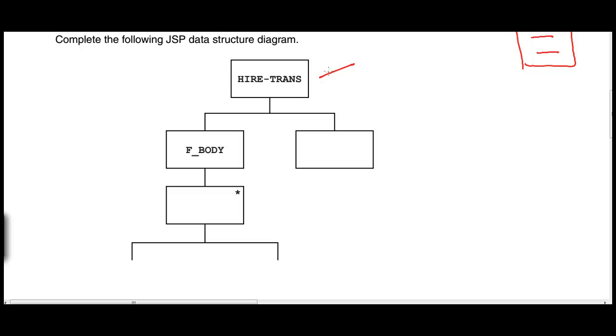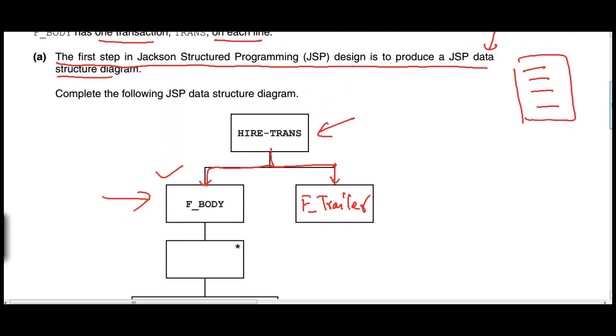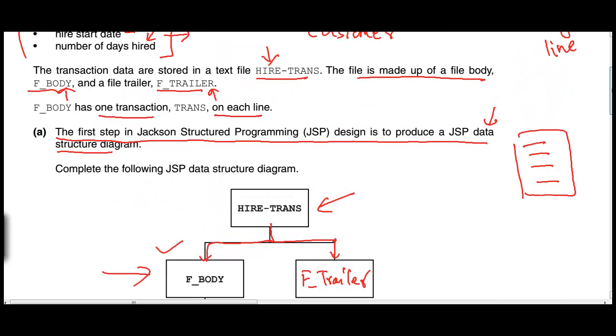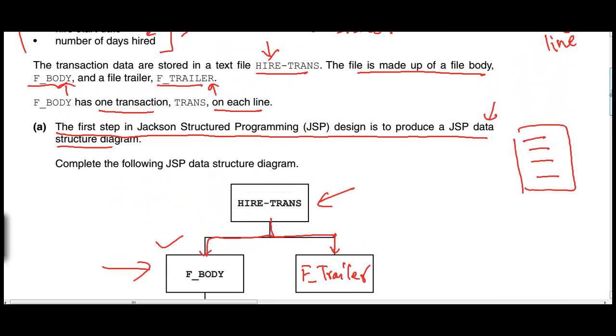So this is our file, hire trans, and now there is a hint right here, and the hint is that one part of this split is the file body. Obviously, if this is the file body, then this part is going to be the file trailer. So there is a hint that has been given in the question. We're going to take this hint, and this is what we're going to fill up. Then within file body, a single transaction is stored on a single line.